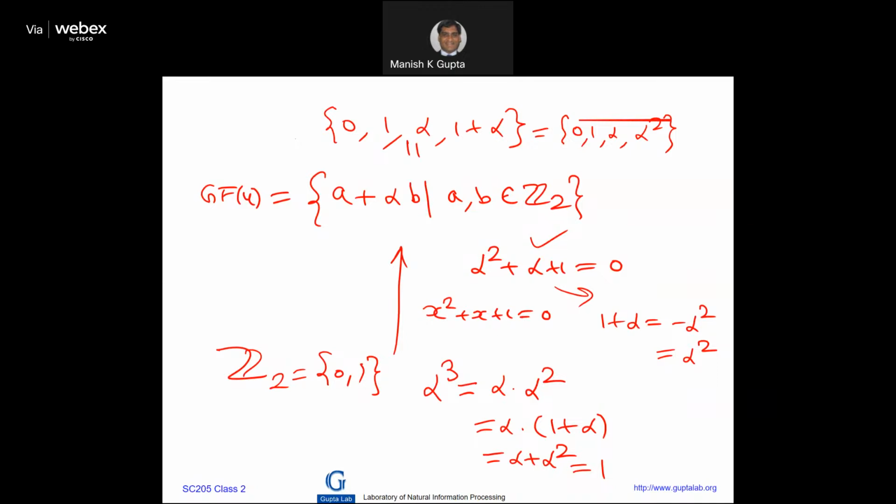Got it? Now I want to check these 4 elements, which I have written as 0, 1, alpha, alpha square. Are they forming a field? We can check that. But before that, I should also tell you that 0, 1, alpha, 1 plus alpha is known as the polynomial representation, meaning everything is a polynomial. The other representation, 0, 1, alpha, alpha square, is the power notation, powers of alpha. So these 2 things are important.